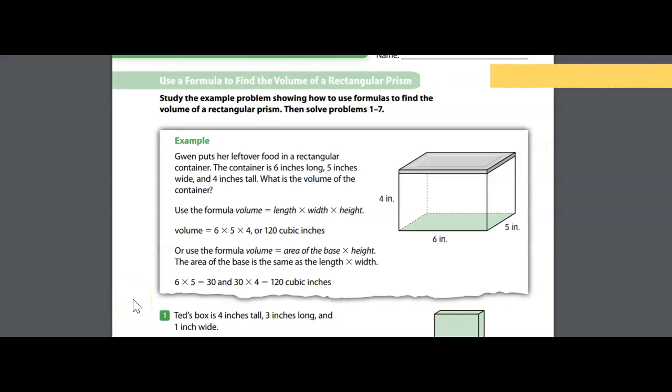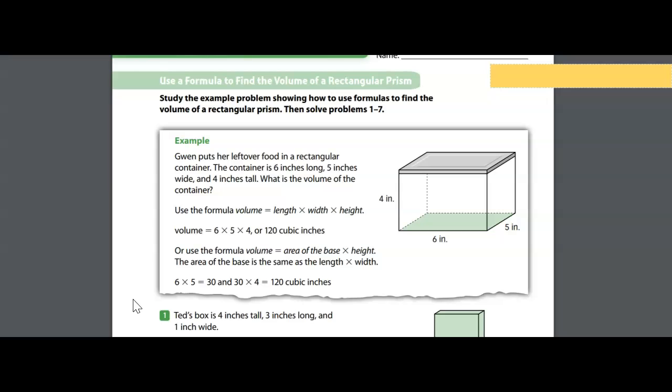So now we're going to study the problem showing us how to use formulas to find the volume of a rectangular prism. Then we're going to solve problems 1 through 7. So our example: Gwen puts her leftover food in a rectangular container. The container is 6 inches long, 5 inches wide, and 4 inches tall. What is the volume of the container?